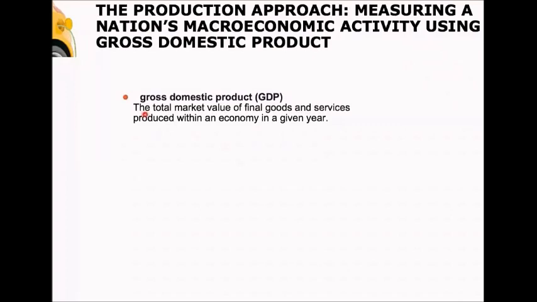And so we look at the market value of all final goods and services within an economy in a given year. That tells us how much is being produced in the economy that year. It gives us some idea of how much labor is being hired, how much capital is being used, how efficiently the economy is working when we look at gross domestic product over time.